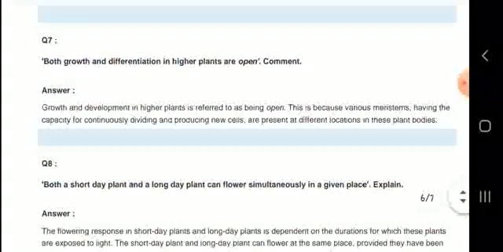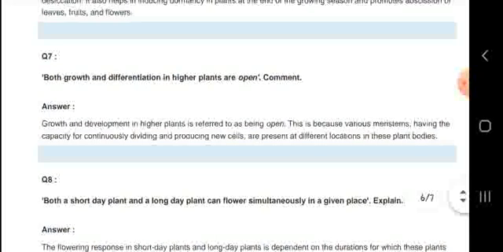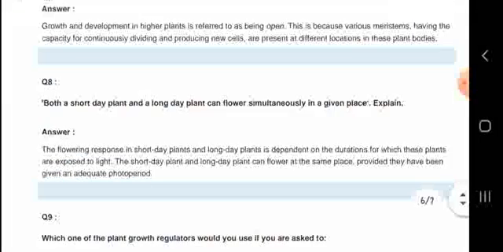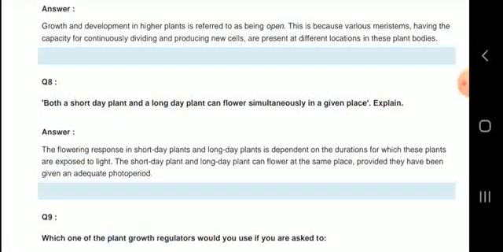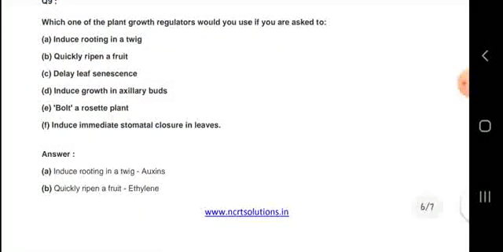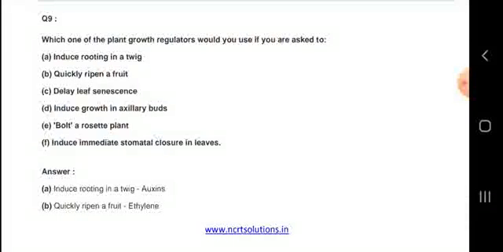Next, both growth and differentiation in higher plants are open. So growth and development in higher plants is referred to as being open. This is because various meristems have the capacity of continuously dividing and producing new cells. So that's why both a short day plant and a long day plant can flower simultaneously in a given place. So the flowering response in short day and long day plants depends on the duration for which these plants are exposed to light, the time they are left in the light and the sunlight.